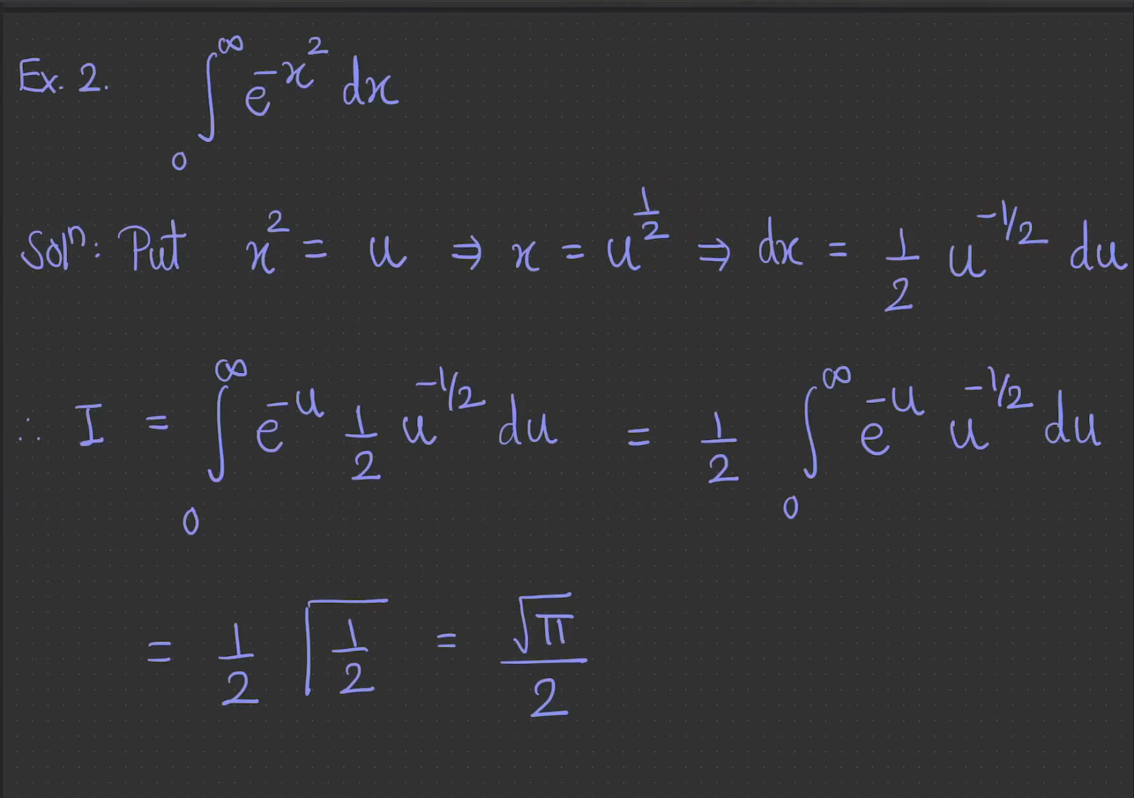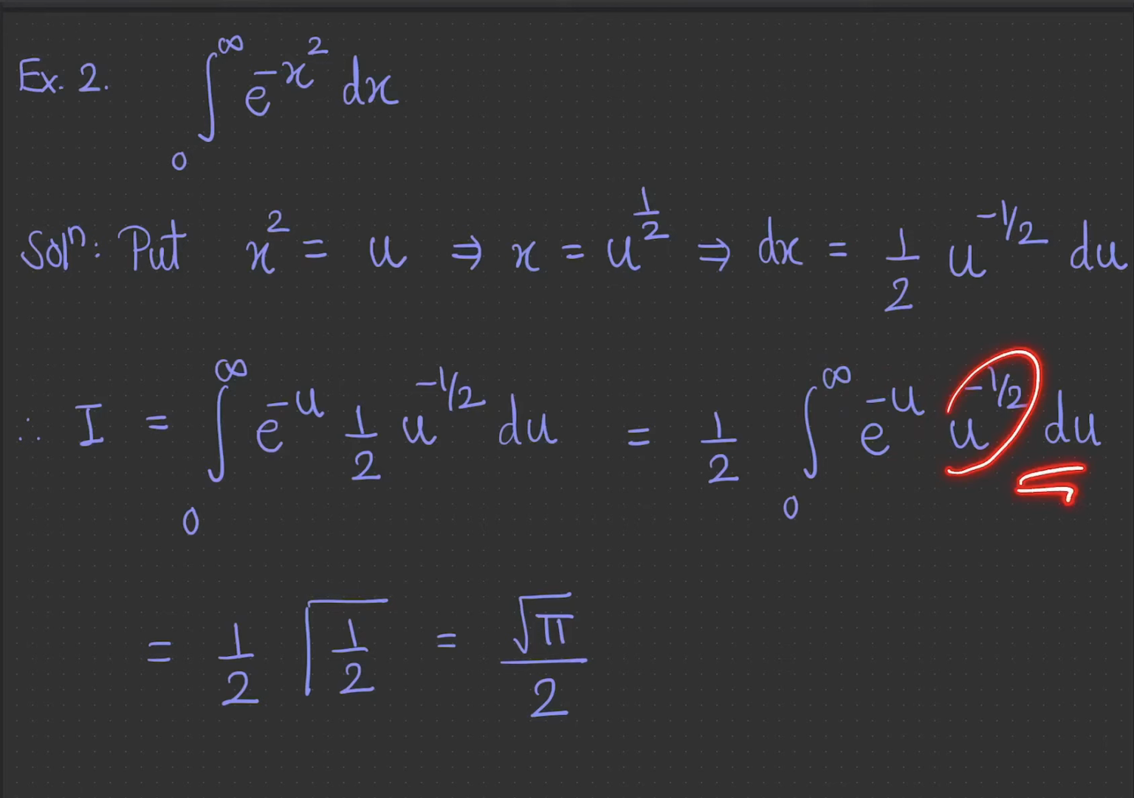Again the limits remain the same, since if x is 0, u becomes 0, if x is infinity, u becomes infinity. So the limits remain the same. Therefore the integration becomes I equal to integration 0 to infinity e raised to minus x square, that is e raised to minus u, since x square is u, into dx. Dx is what? 1 by 2 u raised to minus 1 by 2 du. Again 1 by 2 we will take common. So the remaining integral is integration 0 to infinity e raised to minus u, u raised to minus 1 by 2 du.